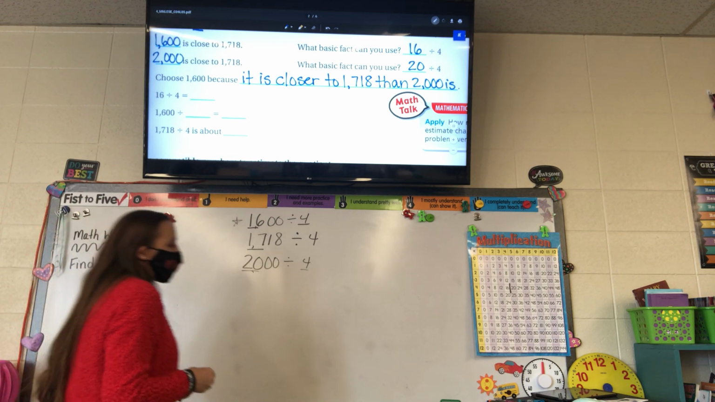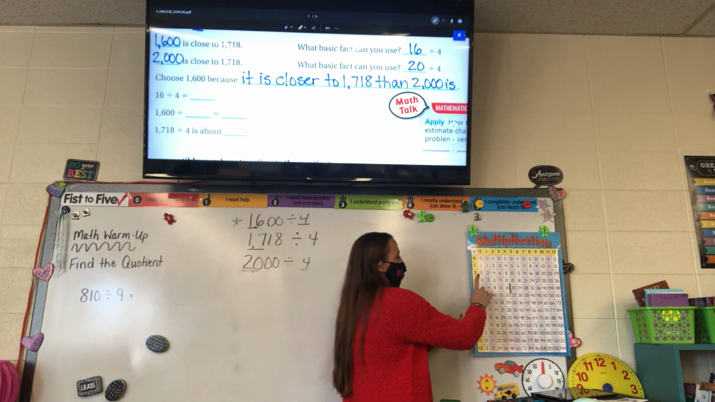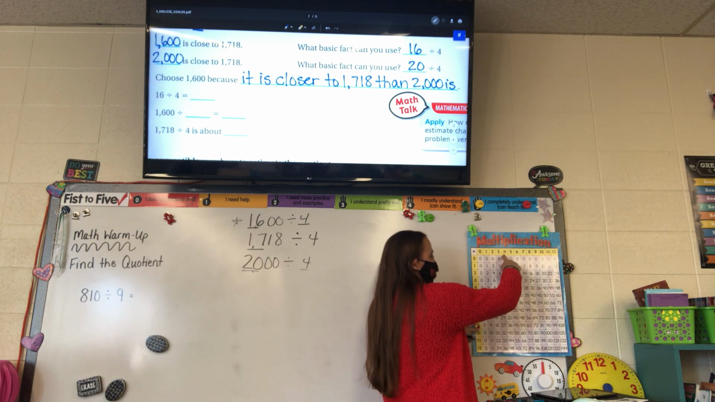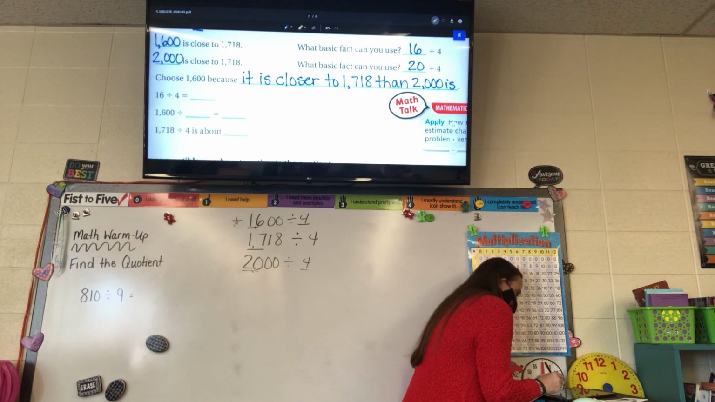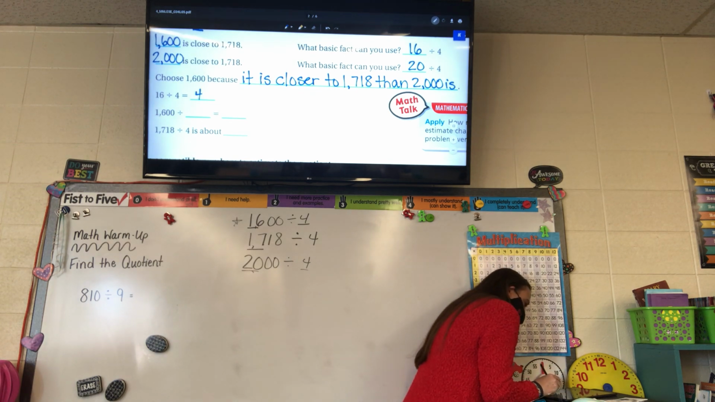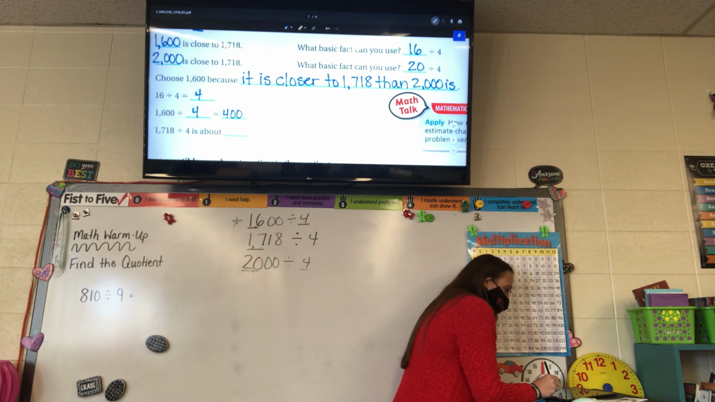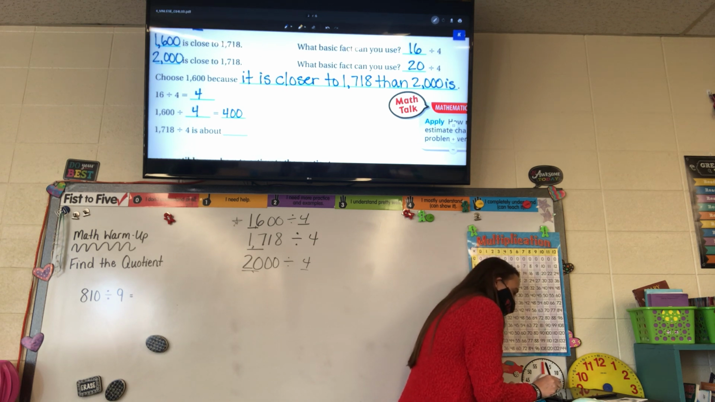Okay, so our basic fact, 16 divided by 4. We go to the 4 row, we find 16, go up. The answer is 4. So 1,600 divided by 4 would be 4 with 2 zeros. So that means 1,718 divided by 4 is about 400.